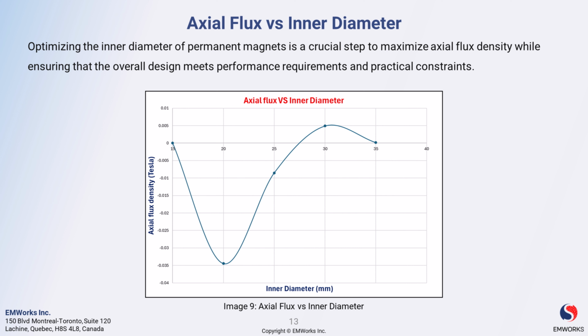So here again, engineers must be careful and consider the trade-offs between maximizing axial flux density and other design factors such as manufacturing feasibility and cost consideration, of course. The impact of the inner diameter on the magnetic field distribution and flux density should be analyzed in conjunction with other design parameters to achieve an optimal balance for the specific application.